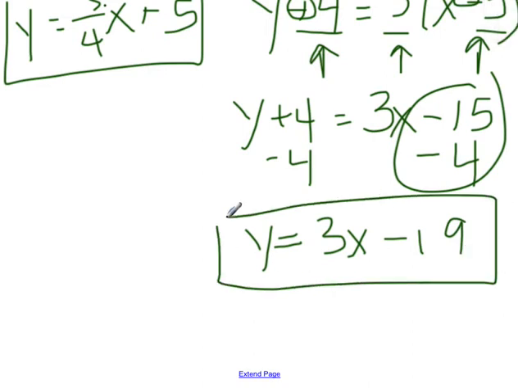So that's your slope-intercept form for number 11, and that concludes your quiz review.